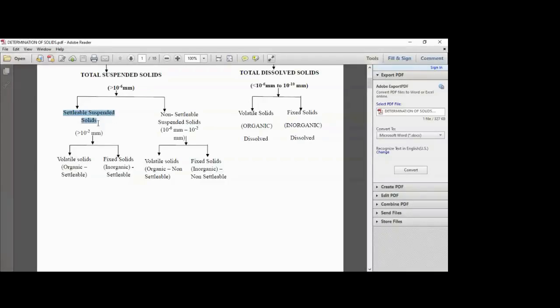If you see the classification, it has settlable organic solids and settlable inorganic solids. The inorganic settlable solids are already getting removed in the grit chamber, and if the settlable suspended solids are already less, and some fraction is removed in the grit chamber, then the fraction of organic settlable solids getting removed in the PST is very small. So you can directly skip the PST.